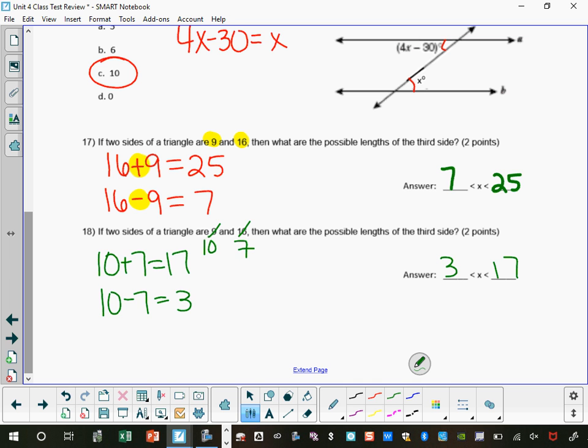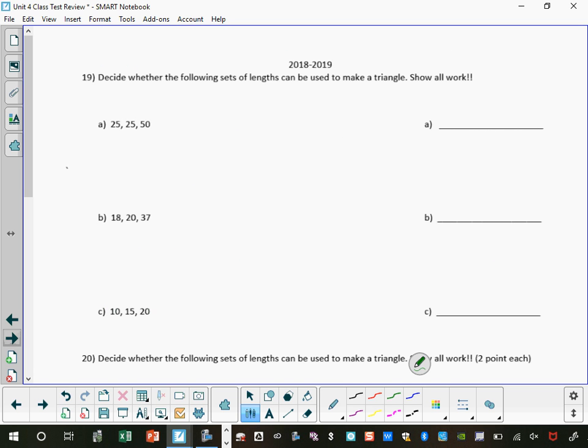All right, turn the page, last page. It says, decide whether the following sets of lengths can be used to make a triangle. Show all work. What we want to do is we want to take our two smaller sides, add them together, see if it's larger than my last side. So I want you guys to write this down. 25 plus 25 is greater than 50.